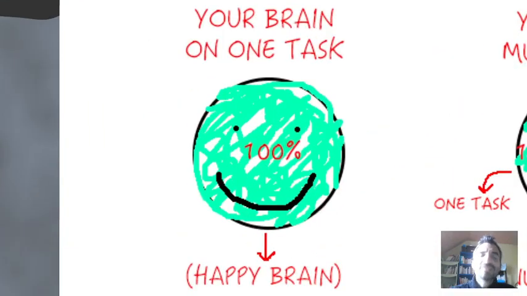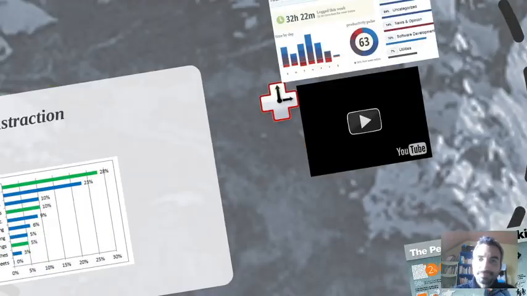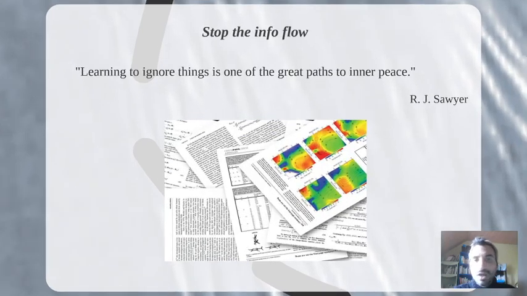So a bit of discipline is good for you, for your brain, for your productivity, for your happiness. Actually, it's true, for your happiness. Stop the info flow. We receive so many things from everywhere. Sometimes learning to ignore things is one of the great paths to inner peace. Oh yeah, and to be a performer.